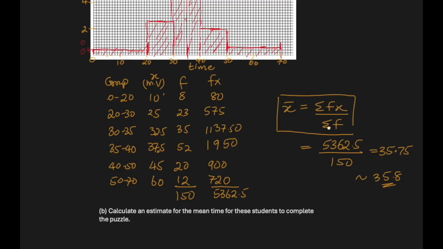Sigma fx over sigma f. Sigma f means addition of all the frequencies. It is 150. It is given in the question. And sigma fx, the sum of all the fx's. So I added all of them. I got 5362.5. And when we divide, we got this mean.